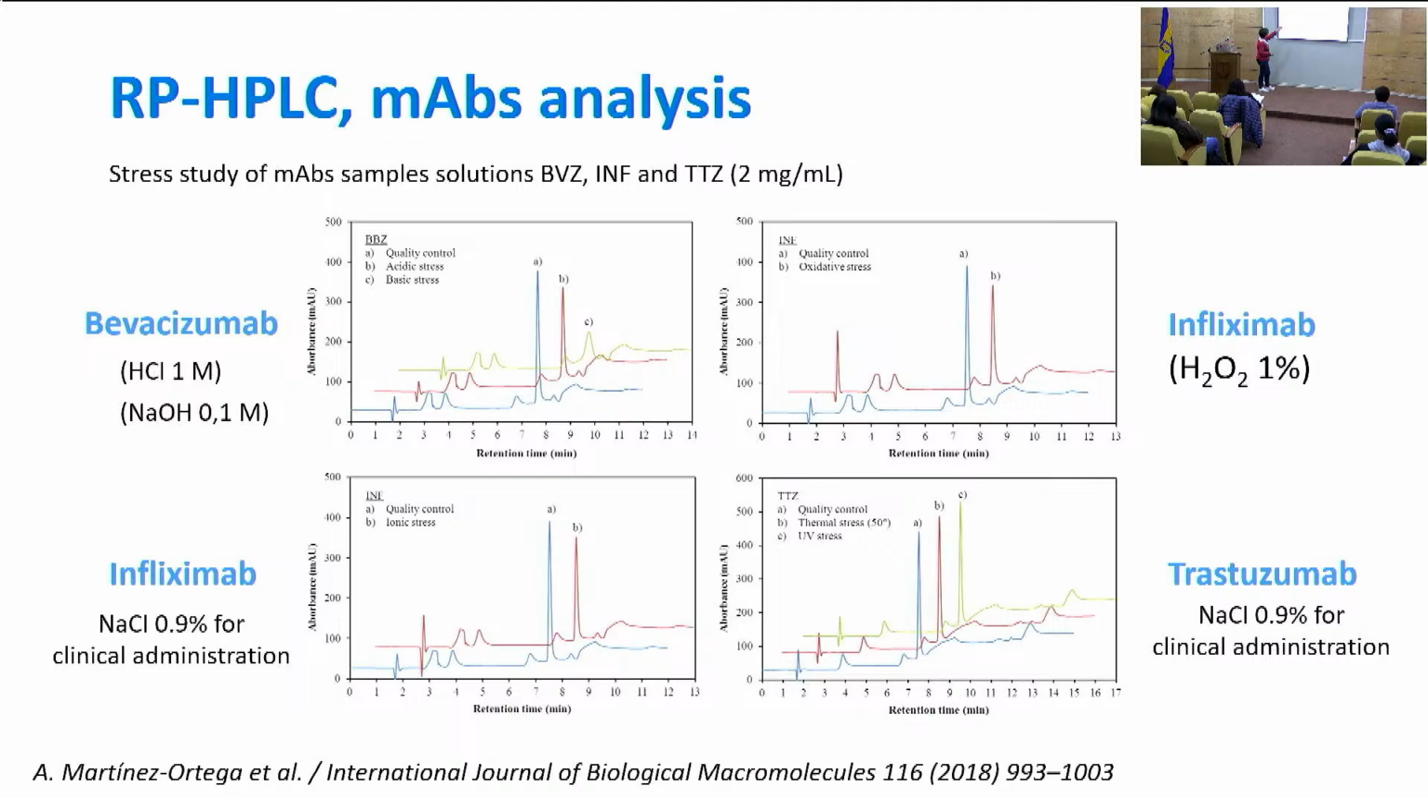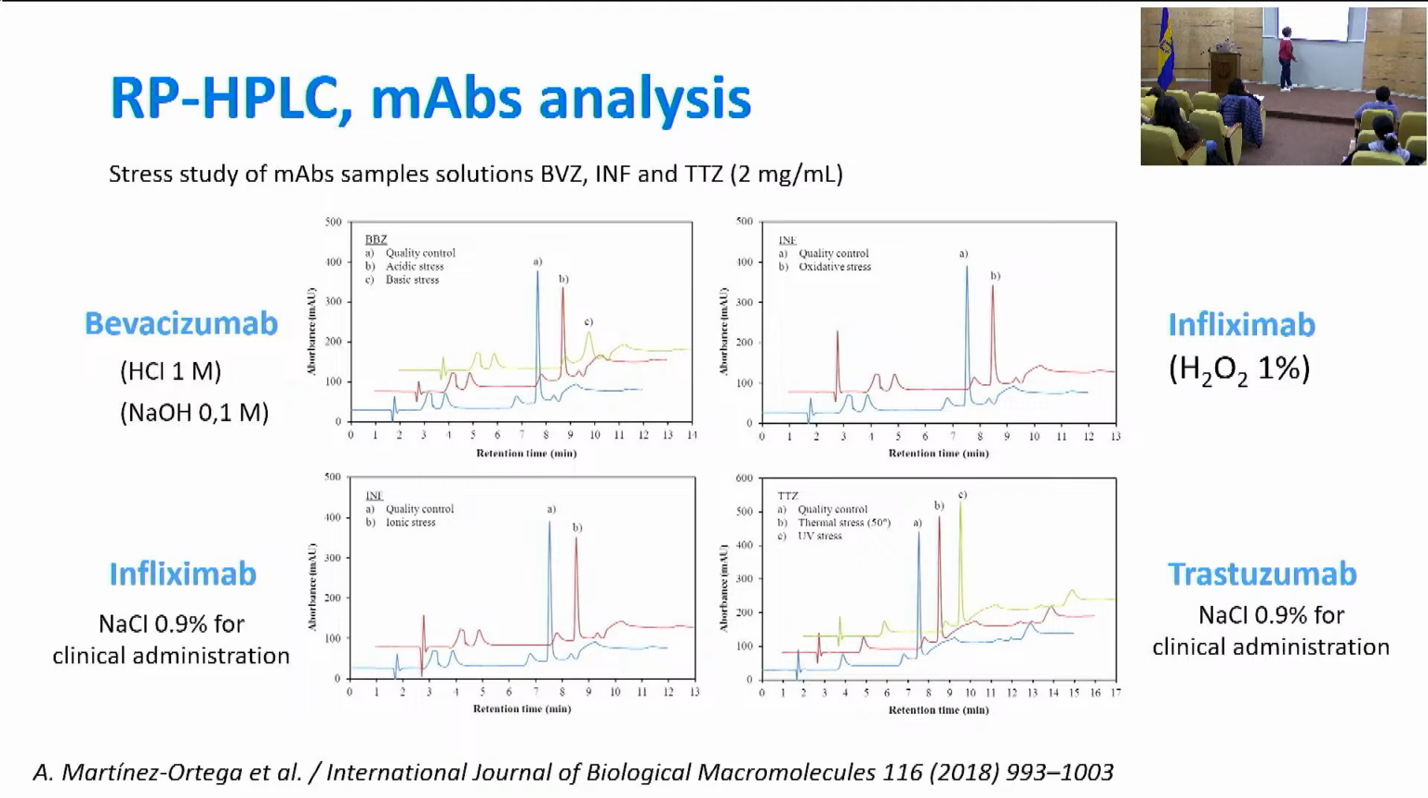You can compare 3 chromatograms of MABs: normal MABs, MABs submitted to acidic stress or basic stress, or MABs submitted to oxidative stress. And you can compare the profile obtained. So in A is the quality control, in B is the acidic stress, and MABs submitted to basic stress. And you can see here the modification of the profile, especially in the main peak.